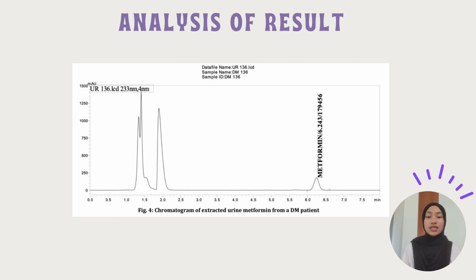The peak characteristics: the metformin peak is sharp and well-defined, indicating good resolution and effective separation from other components in the urine matrix. The absence of significant overlapping peaks suggests that the method is selective and free from major interferences at the retention time of metformin.